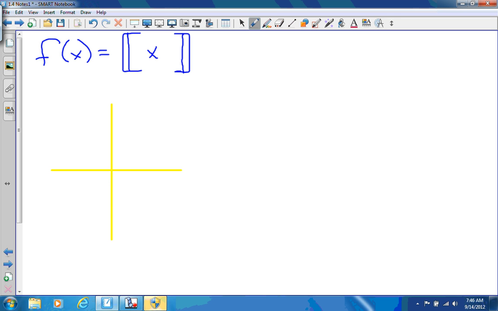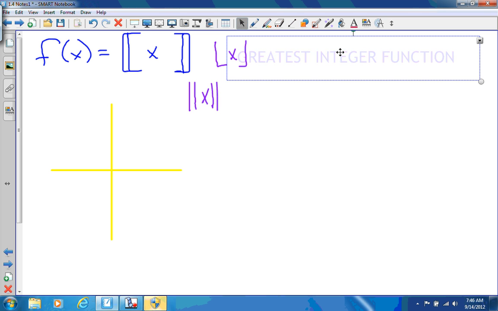Then a new function that you saw a little bit of yesterday in section 1.3 is this function. In your book it is written this way. It's 2 lines, it looks like a bracket with 1 line in it. In some other books you will see it as just 2 lines next to the x, or you may also see it as a line that looks like that. This function is called the greatest integer function.